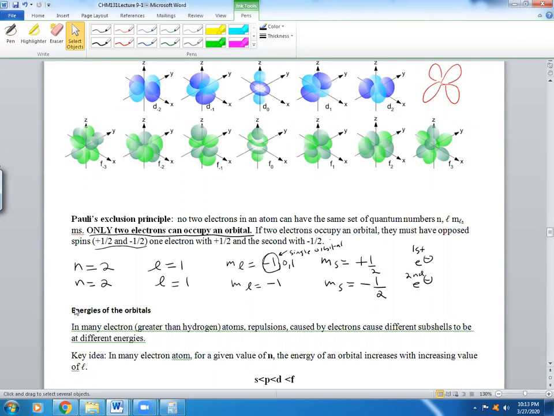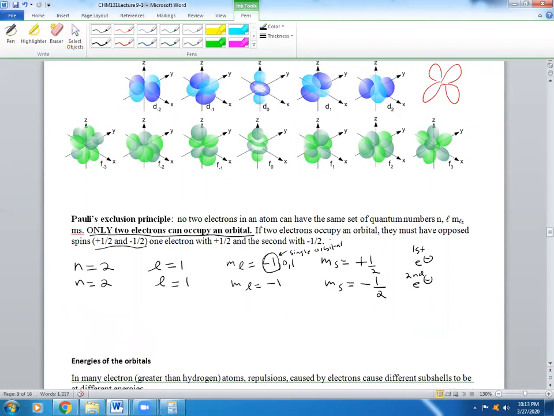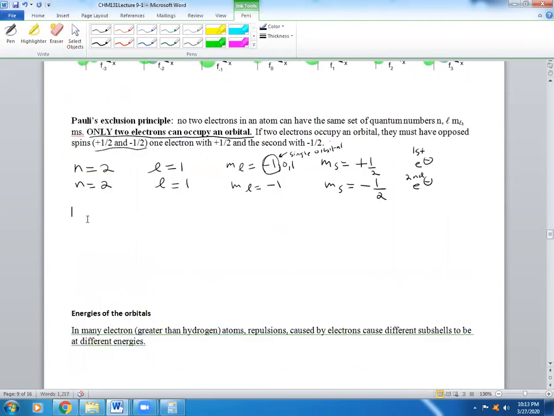A few things we need to understand. If I ask you on the test how many electrons go into n equals 3, you should be able to say, okay, l is 0, 1, and 2. This is S, this is P, and that's D.